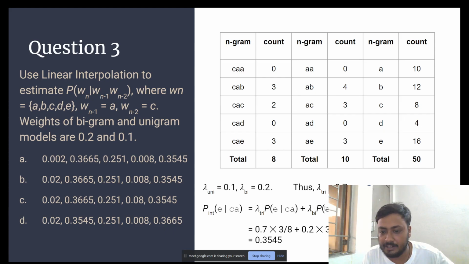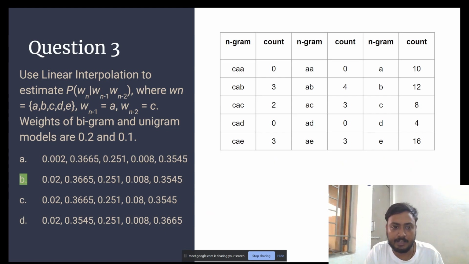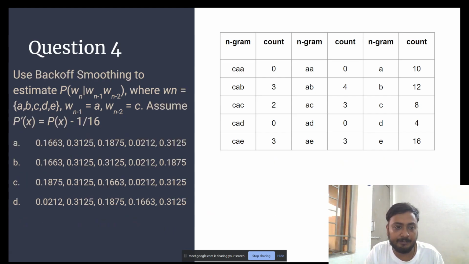You just calculate the simple probabilities of each of the trigram, bigram and unigram models, and then you sum them up with the weights. So that is all about interpolation. In interpolation, you have to apply all the different models and the different weights. The calculation of probability is the simple straightforward probability calculation. All right. Okay, let's move on.